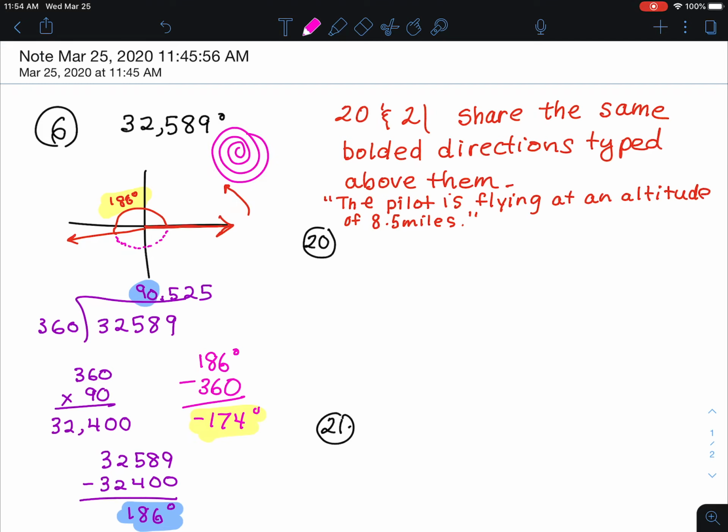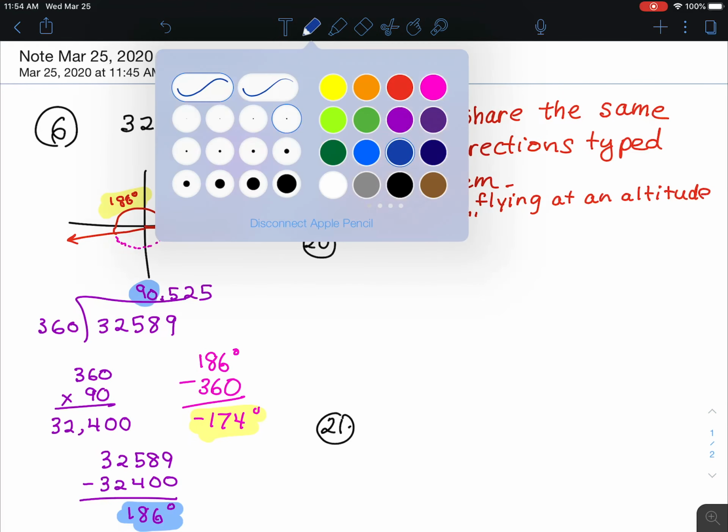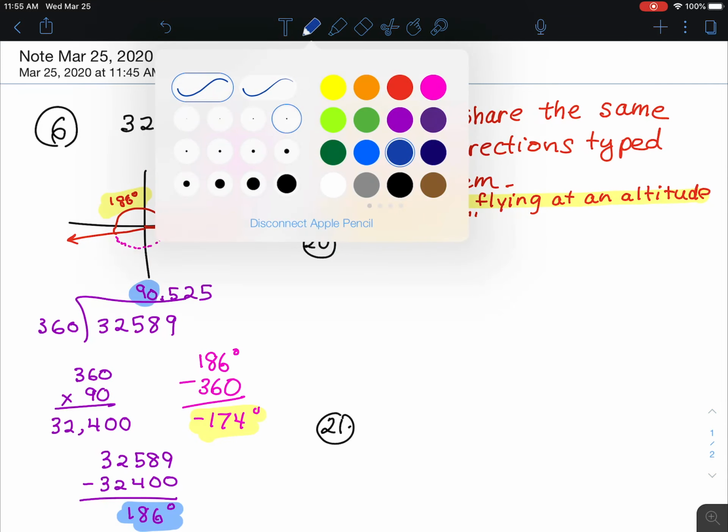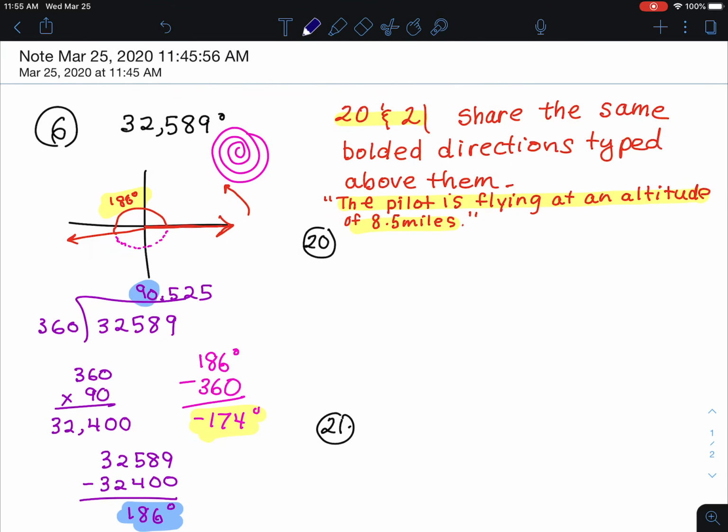Okay, the other question is just more in how to get these pictures sketched for numbers 20 and 21. One thing that you may have overlooked is that for 20 and 21, they both share the same directions at the top that's bolded. It mentions this pilot is flying at an altitude of 8.5 miles, and that's really important to the picture that you're going to draw. So I'm just going to help you set the picture up, and hopefully that'll be enough of a push that you guys can follow through with answering the question then.